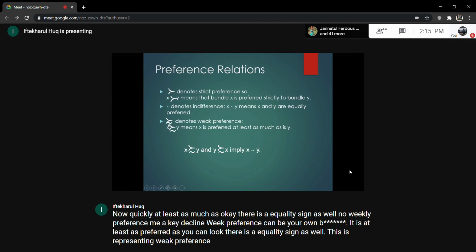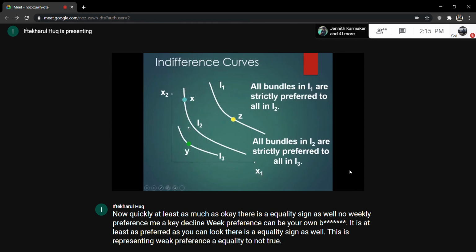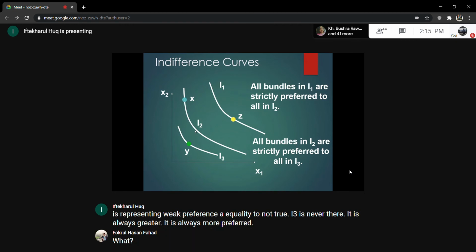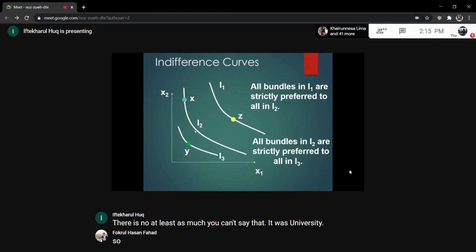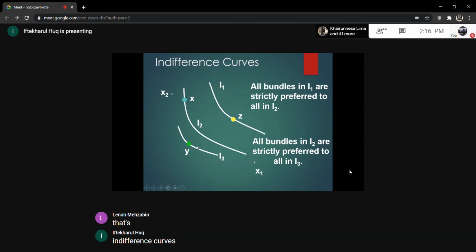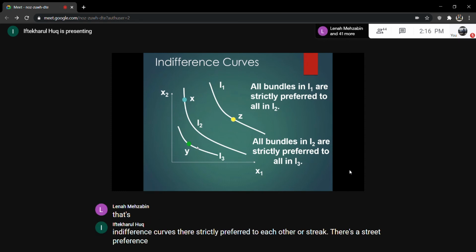এই ইকুয়ালিটিটা তো not true. যখন আপনি I2 এবং I3 আঁকছেন, this equality is never there. It is always greater. It is always more preferred. There is no at least as much. You can't say that. জি স্যার। Okay. So that's why, Sir, all these indifference curves, they are strictly preferred to each other, or there's a strict preference between each other. Bolen?